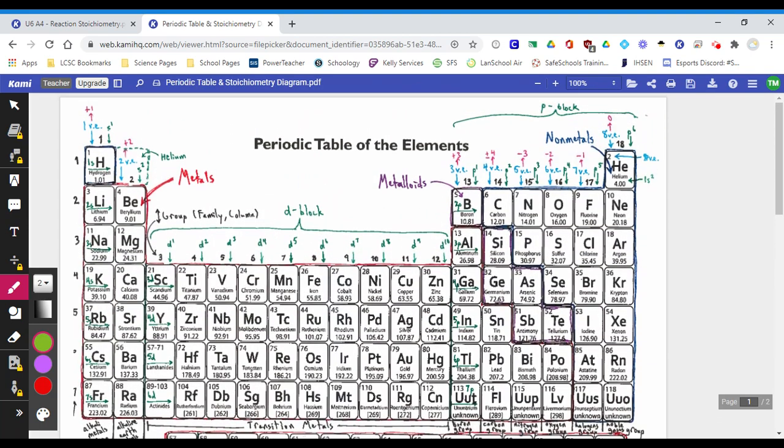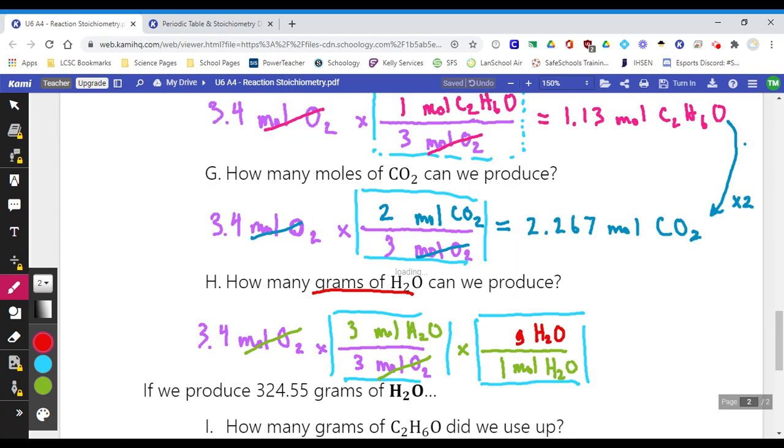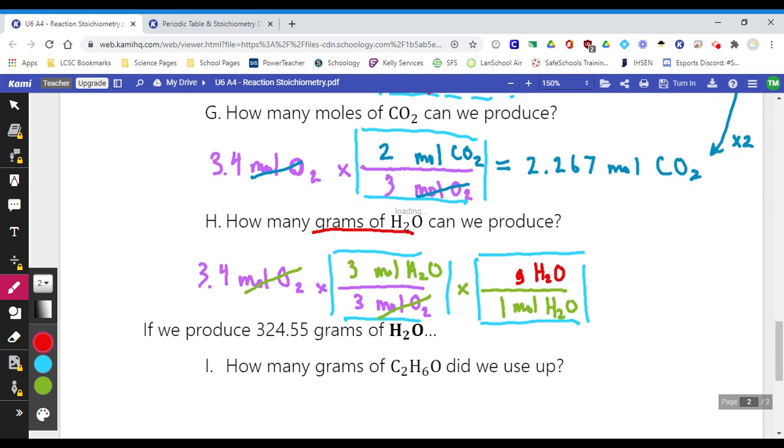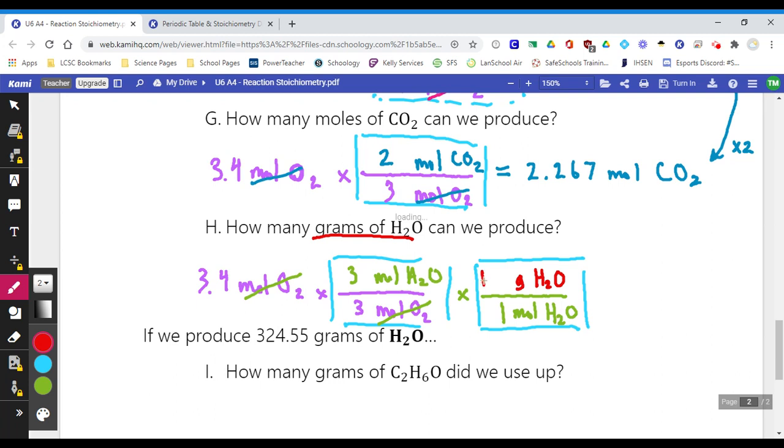So let's see. Each hydrogen is 1.01 grams per mole. Oxygen is 16.00 grams per mole. So I'm adding up 2 H's and 1 O. 2 H's would be 1.01 and 1.01, that's 2.02, and then my oxygen is 16. So this should come out to be 18.02 grams of H2O for 1 mole of H2O.